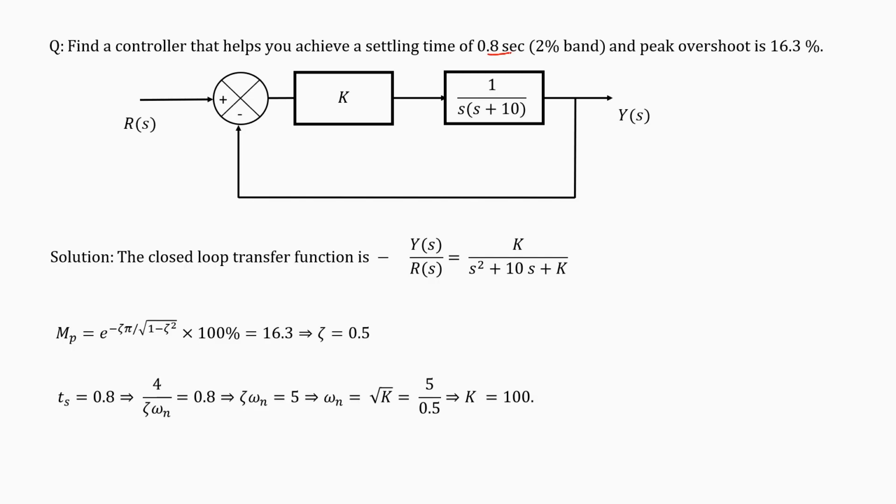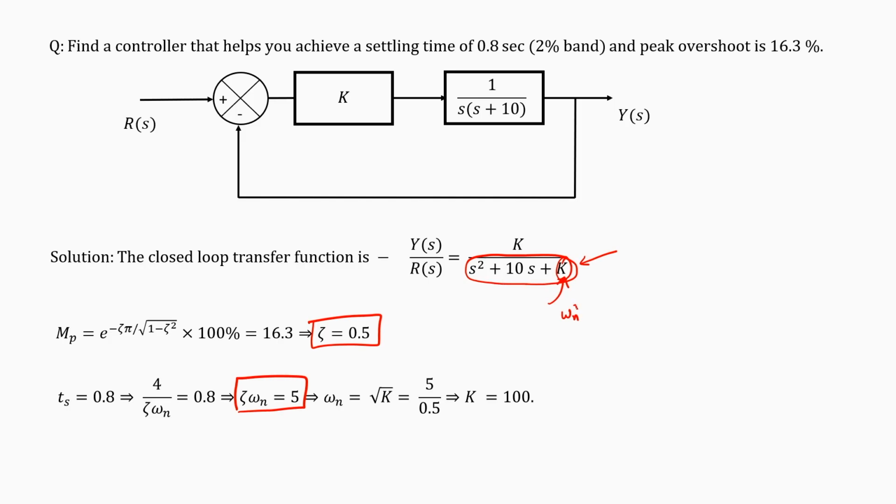Since settling time is 0.8 seconds, we know that zeta omega n must be 5 in this case because 4 by zeta omega n is 0.8, and from there since we already know what zeta is, we can find out omega n. So, omega n comes out to be root k here. Zeta omega n is 5, zeta is 0.5, and so from there I can find out that omega n will be 10.